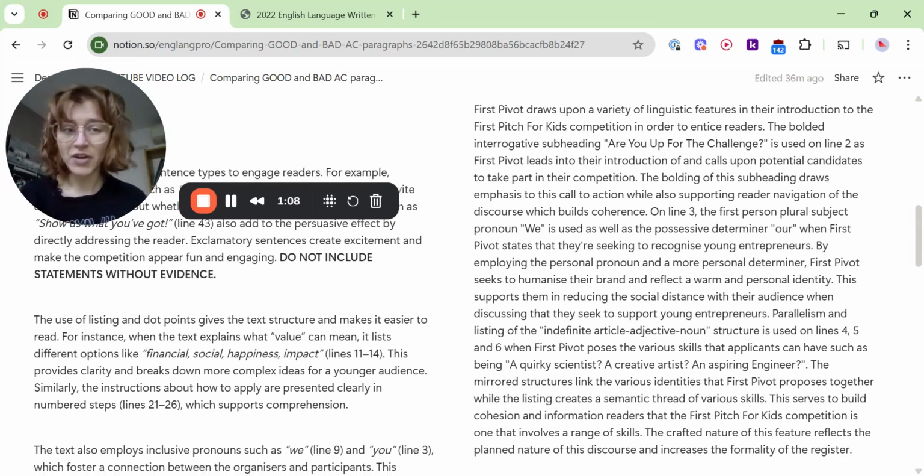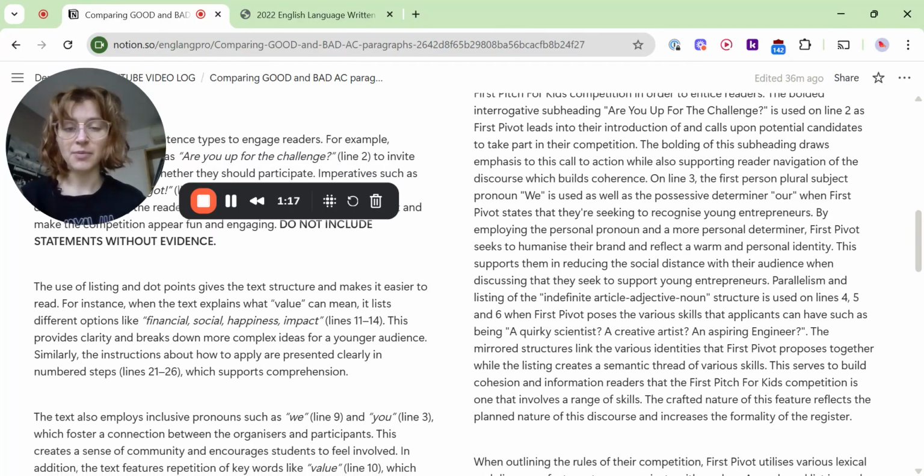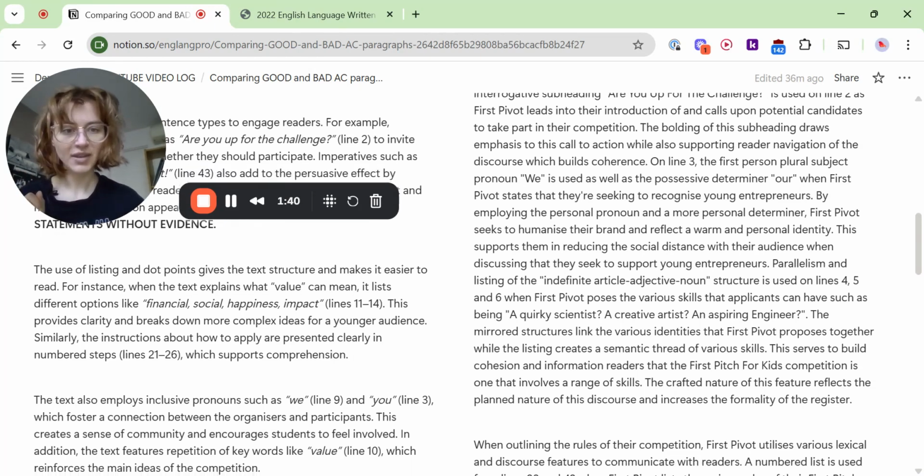On line 3, the first person plural subject pronoun we is used as well as the possessive determiner our when First Pivot states that they are seeking to recognize young entrepreneurs. By employing the personal pronoun and a more personal determiner, First Pivot seeks to humanize their brand and reflect a warm and personal identity. So here we're talking a little bit more about identity and also close social distance and their purposes, and really intent about how they want to come across. So that's really good because humanizing their brand, for example, is a really good example of intent in particular.